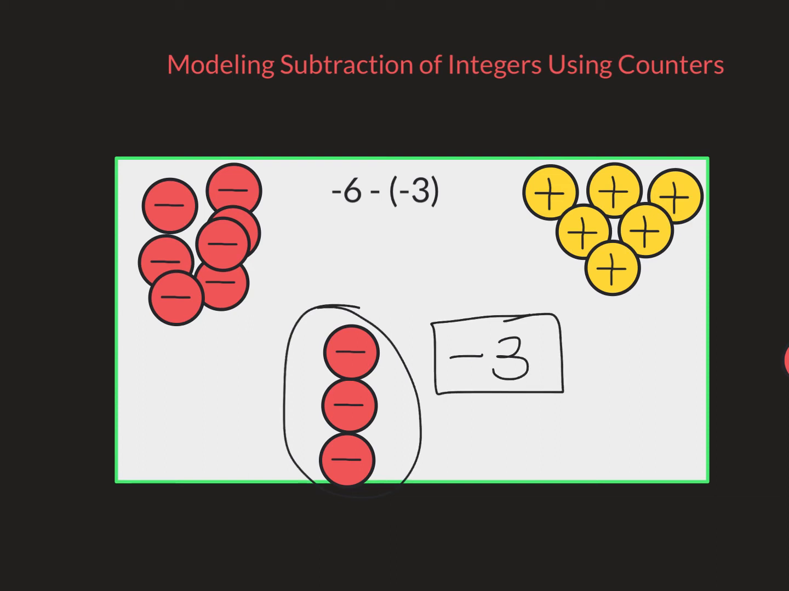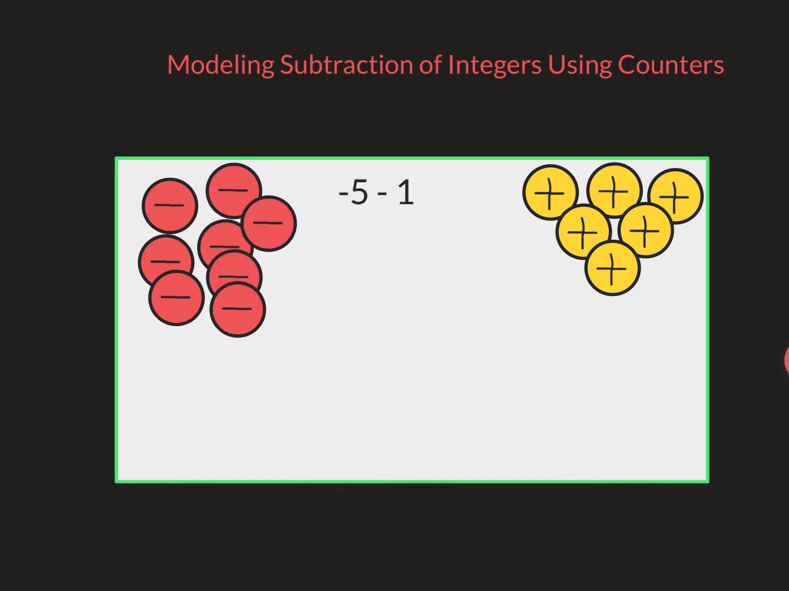Okay, confused yet? I hope not. Hope it's making sense. I know this is a little bit trickier than the addition part. Let's try another one. Why don't you try this one? So we're starting with negative 5 and we're going to minus 1. So pause the video, you try it, and then I'll come back on and tell you how to do it.